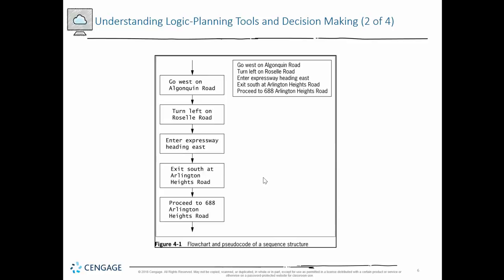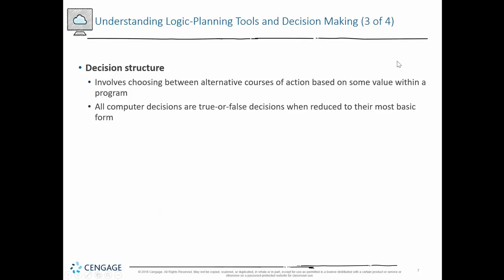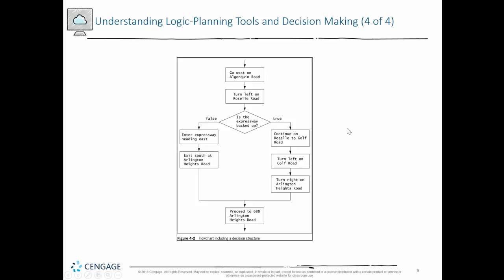That means if I want to go north, I turn left. Else, if I want to go south, I turn right, type of an idea. That's a decision structure, where you choose between alternative courses of action. All computer decisions, as mentioned here, are based on true-false decisions in their most basic format. So, there's an example that's very similar to the one I just showed you.